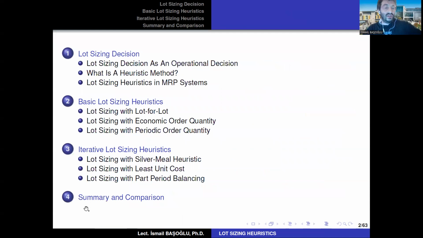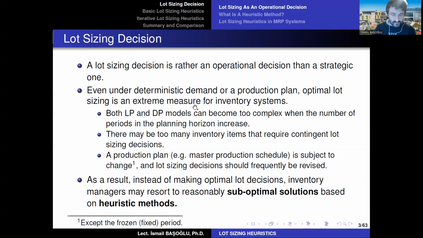In the end, I will explain the differences between these load sizing heuristics, and I will show you a small benchmark of the performances of load sizing heuristics here.